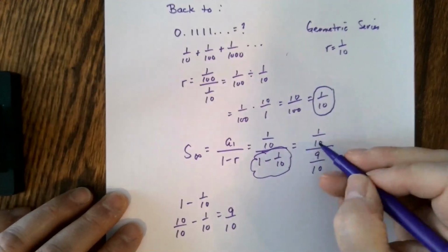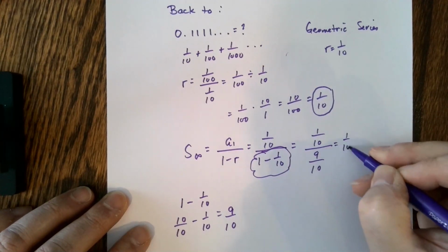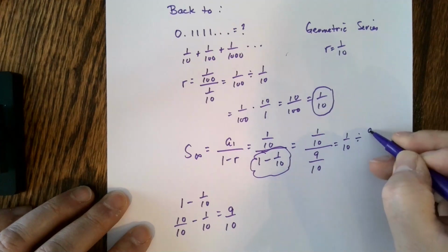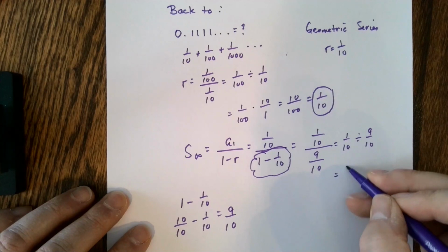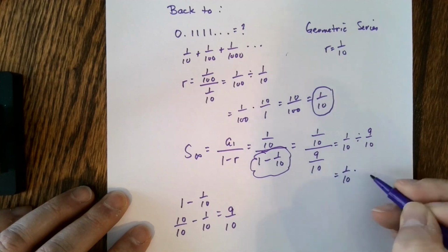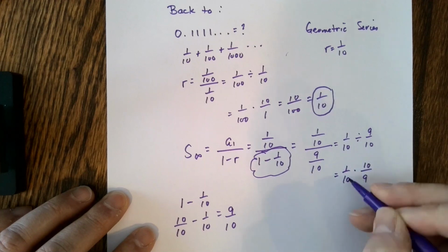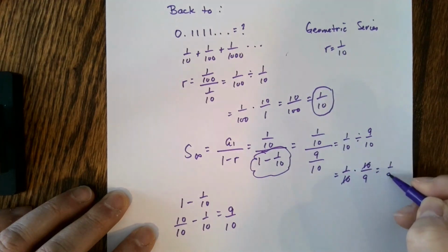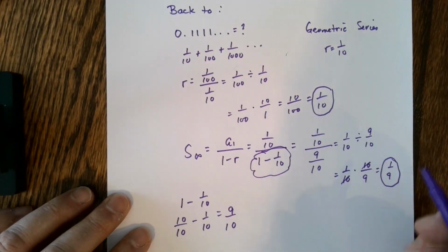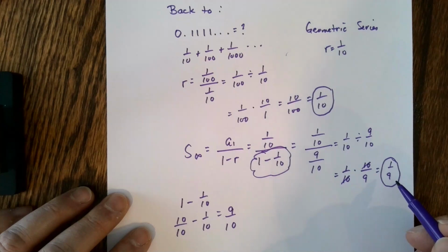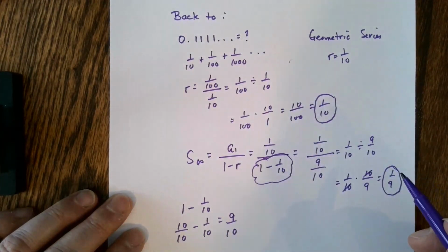Some of you know that you can just reduce out the 10. However, if you're not comfortable with that, we can rewrite this into a division problem. Keep the first term the same, change the division to multiplication, and take the reciprocal, and I end up with 1/9. Now, if you had some time after watching this video, you can take 1 and 9 and put it into your calculator, and it would give you the decimal point 1111.